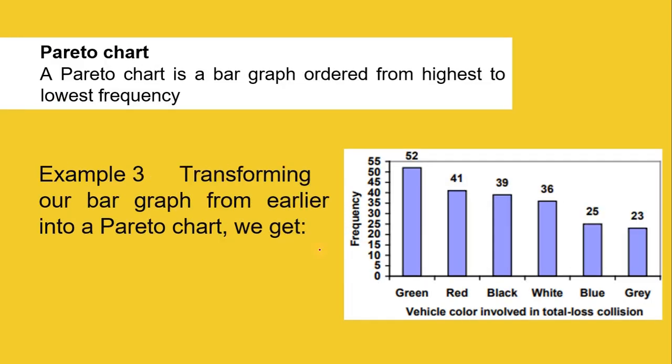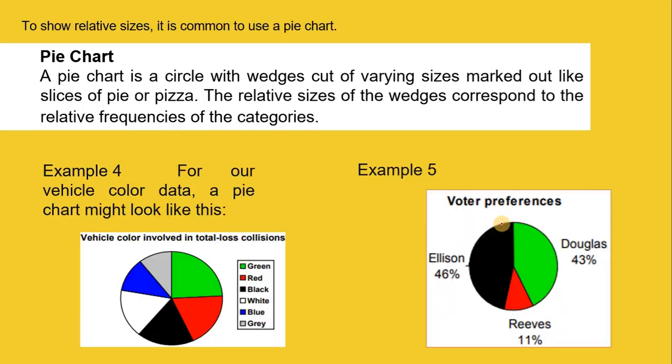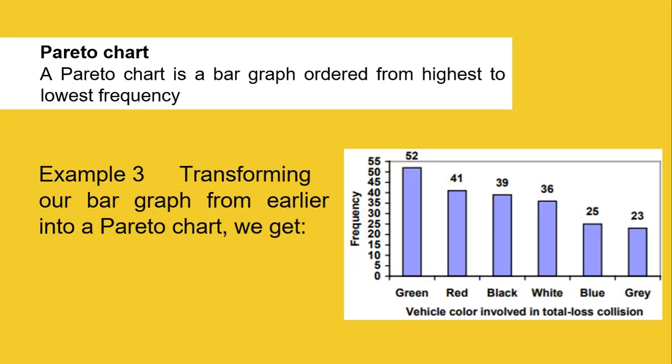Okay. Next, a Pareto chart. We haven't had a Pareto chart before. So the difference is that a Pareto chart is a bar graph, but ordered from highest to lowest frequency. So just this. Okay, and there's an order. This would be easier to compare as well for the audience's view because they are ordered.